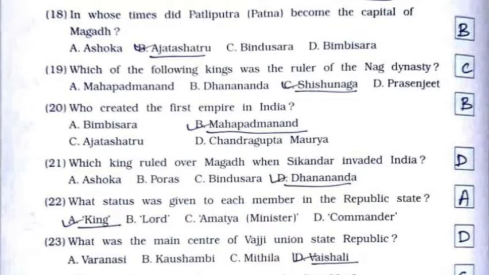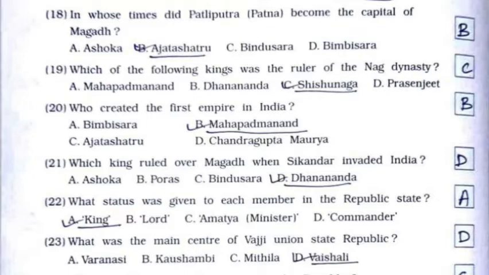19th, which of the following kings was the ruler of the Nag dynasty? It's option number C, Shishunag. 20, who created the first empire in India? It's option number B, Mahapadmanand. 21, which king ruled over Magad when Sikandar invaded India? It's option number D, Dhananand.